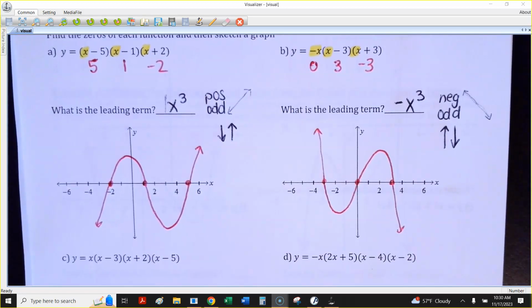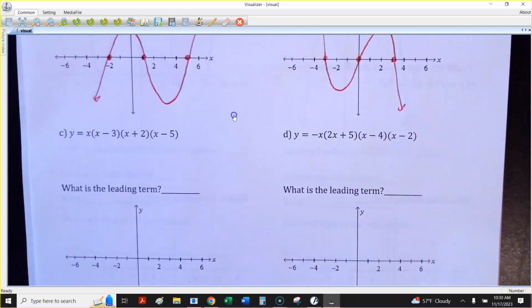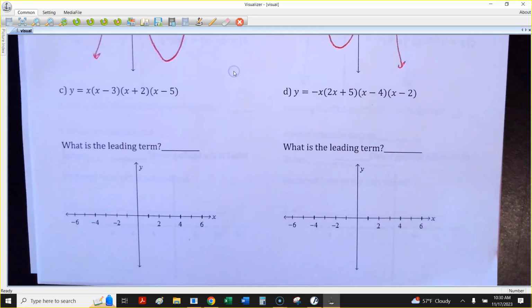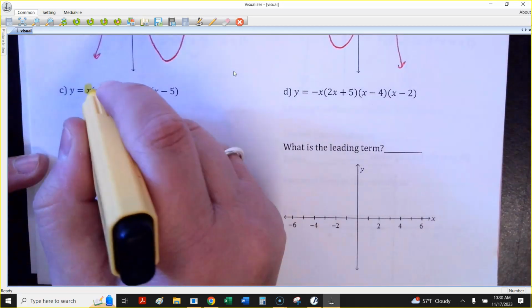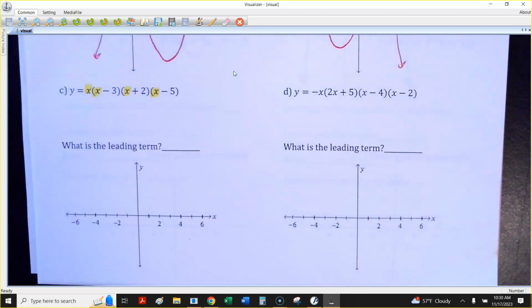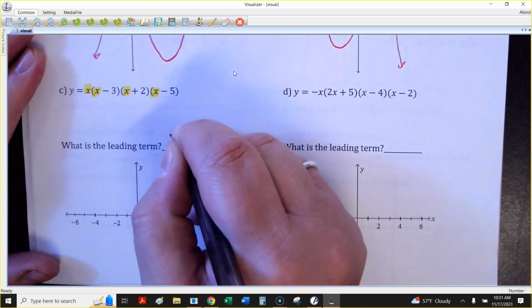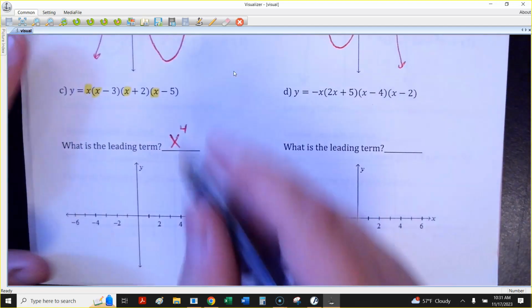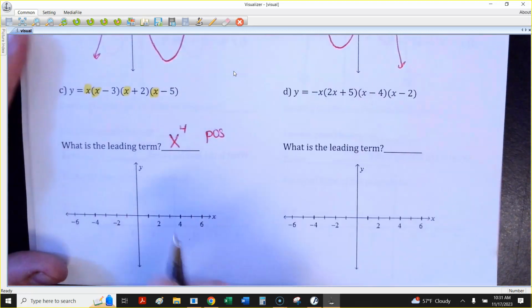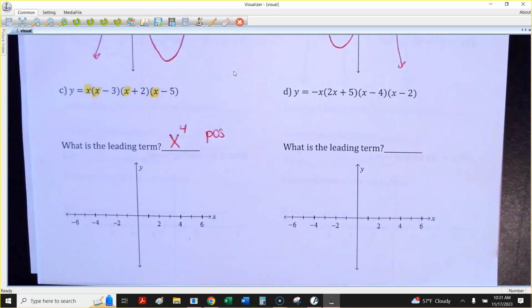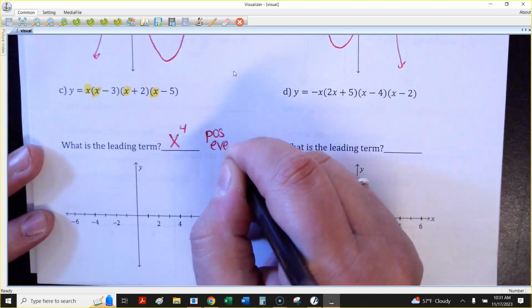Does anybody have any questions? Okay. If I multiplied this guy all out, I've got x, x minus 3, x plus 2, and x minus 5. What would the leading term be for that one? This would be x to the 4th. You've got 4 x's. Nothing is making that negative, so this is positive, and x to the 4th, the 4 is what makes this even, that highest exponent.